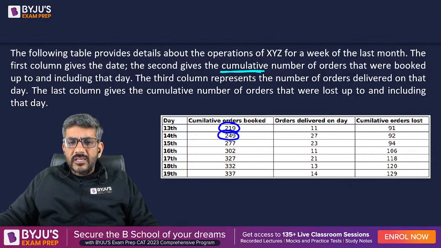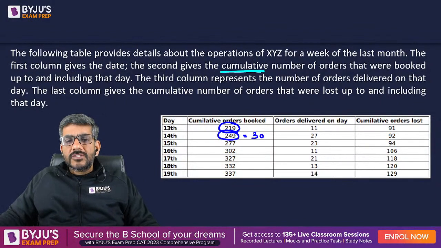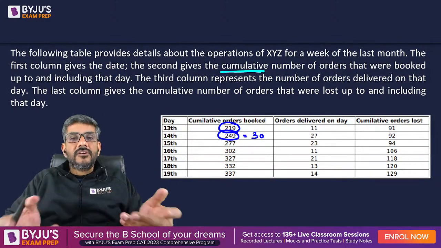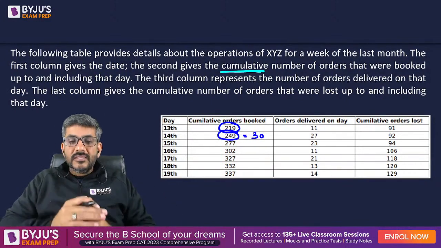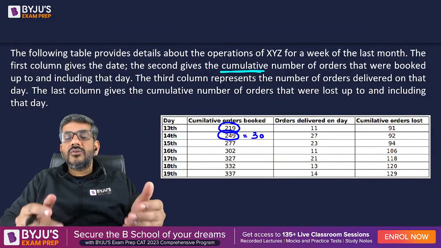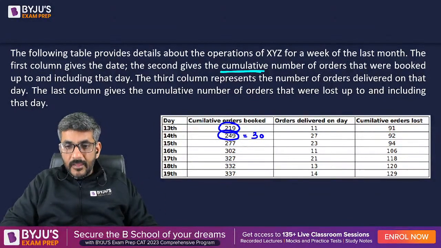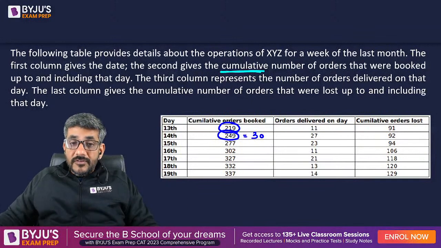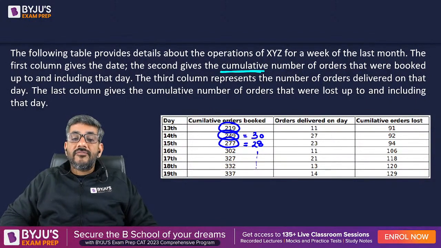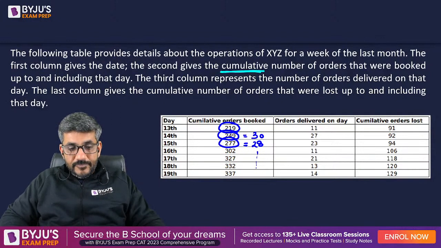So from here, we can say the number of orders booked on 14th was 30, right? Because till 13th, there were 219 orders. Till 14th, there were 249 orders. That straight away means 249 minus 219, 30 orders were booked on 14th itself. Similarly, you can calculate for 15th. 277 minus 249, if you do that, you will get 28 orders were booked on 15th, and that way we can calculate that for the other days as well.